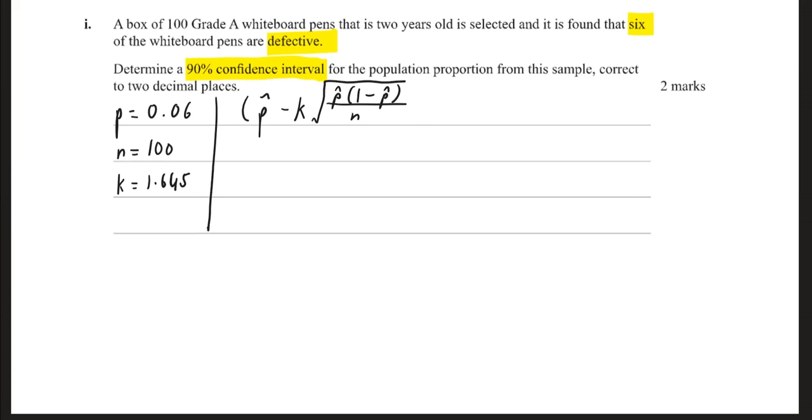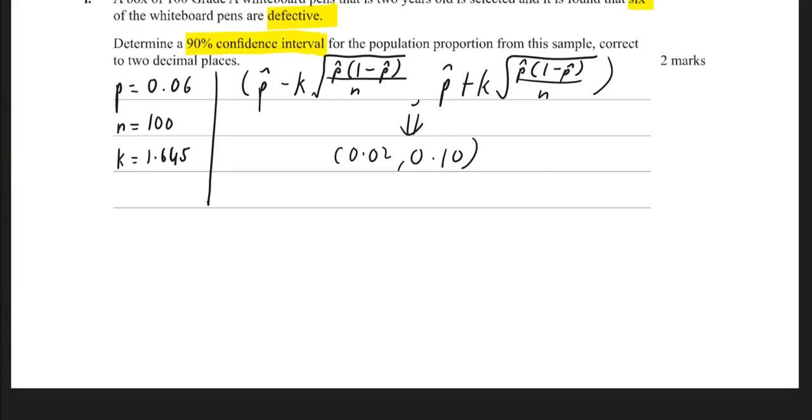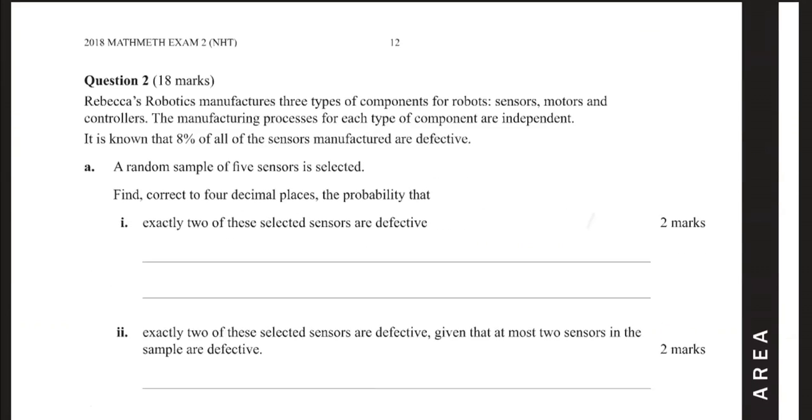By n p hat plus k hat divided by n. I think, yeah. And once you plug in the numbers over here, you get 0.02, 0.10. To do this by CAS, you can just use one prop Z interval and just fill out the relevant values, and you get the same answer as well.